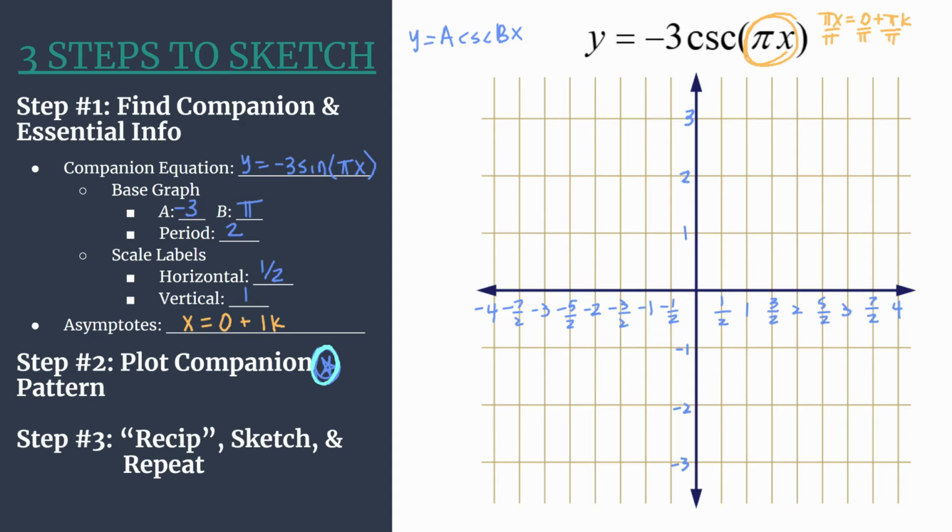All right, so let's plot this. And I'm going to use light blue. Remember, we're plotting this lightly. This is our companion equation, not our final graph. So do this lightly. So we have our x-intercept that's at the origin.